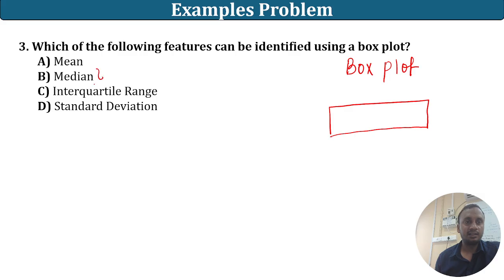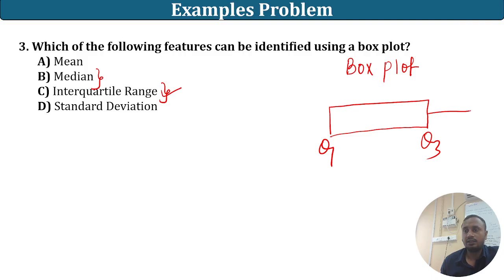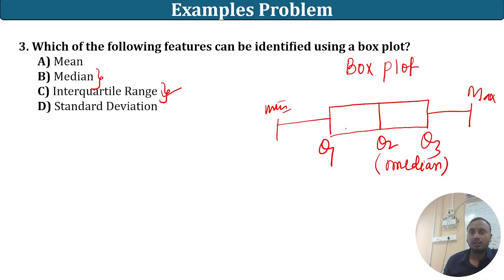We can see the median, we can see the interquartile range. So this is our Q1, this is our Q3, this is our max outlier, this is the min outlier, this is the Q2. Q2 is nothing but the median. And the interquartile range is Q3 minus Q1. So we can see the interquartile range and the median, but the mean we can't see.